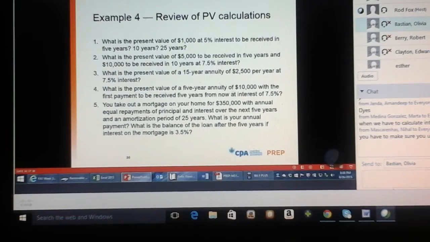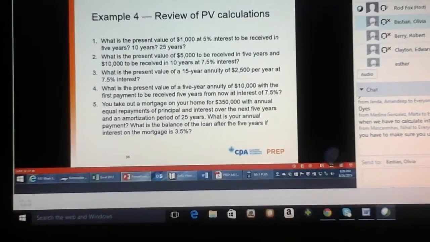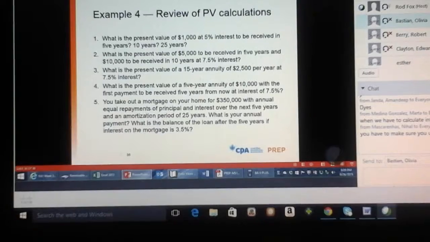So we're going to find present value at 5 years, 10 years, and 25 years. And this is just to make sure we're using our calculators properly, so you won't have any problems during your exam.